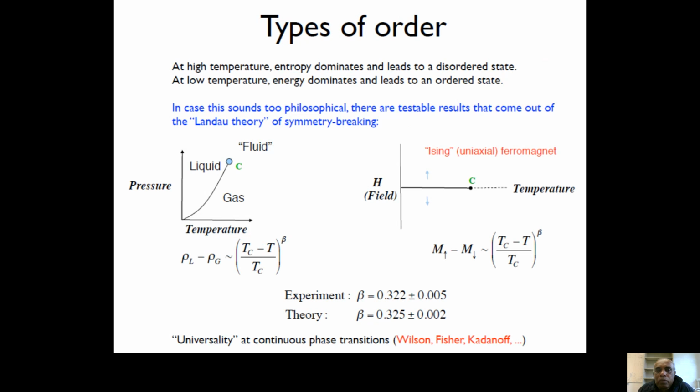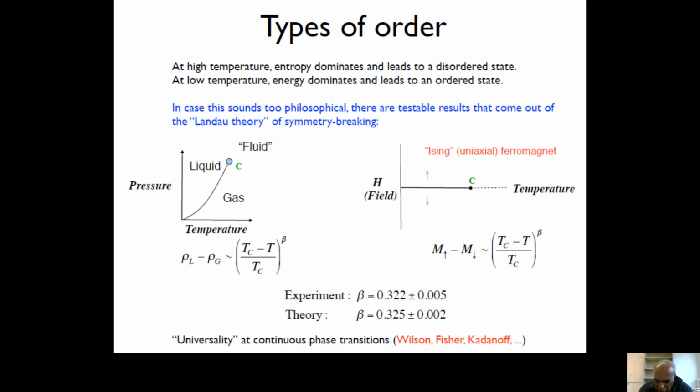Then if you look at the types of order, we know that when materials are at very high temperatures, typically entropy dominates and it leads to a disordered state. We know entropy is always increasing, right?